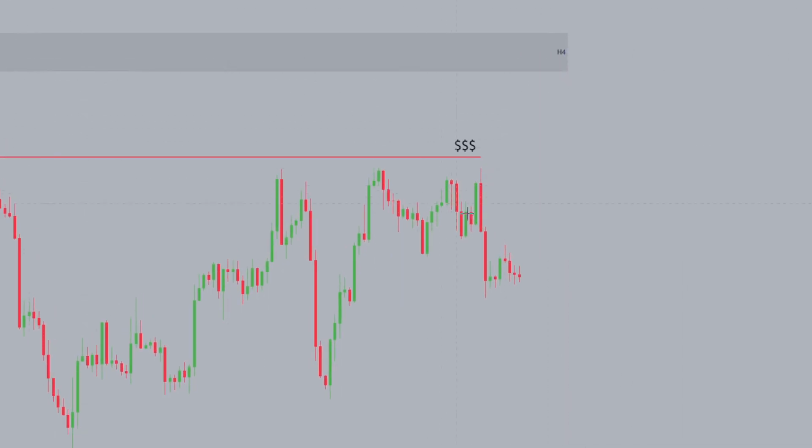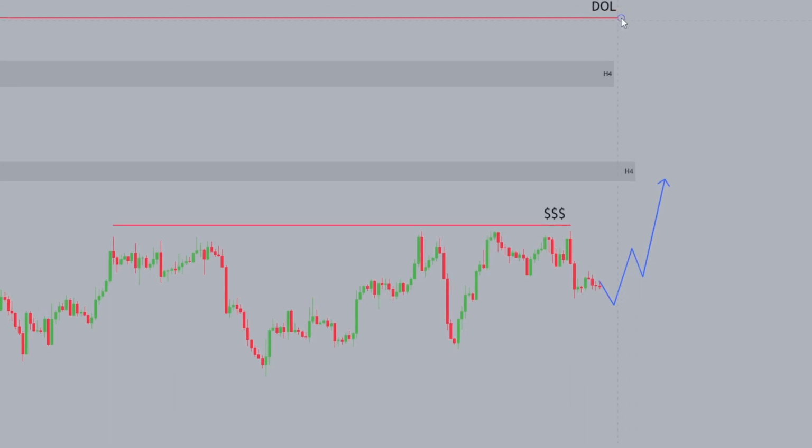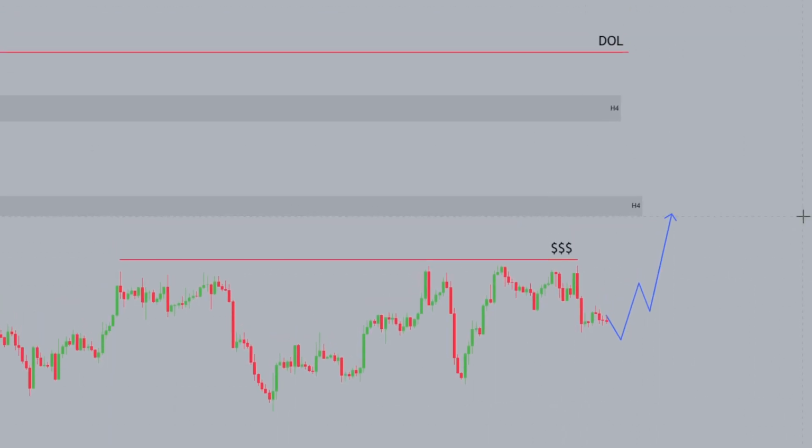So I do expect price eventually to get up to the zone of the price point of minimum 1.368 going into the next week. But overall, my eyes are set all the way at the price point of 1.390. So this is my overall outlook on the USD CAD.